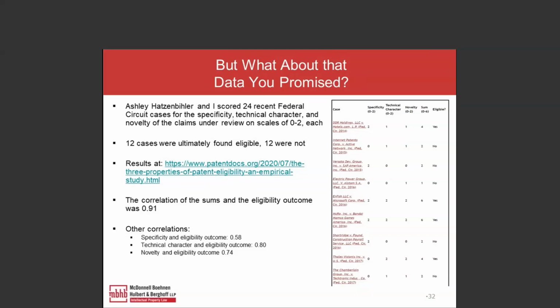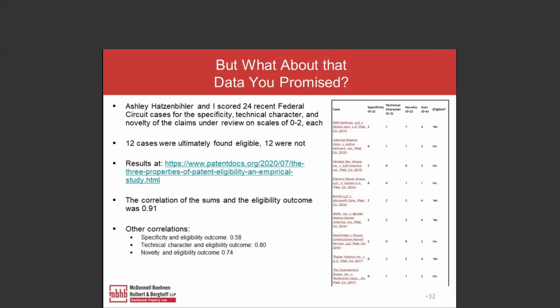Well, if a claim was specific, it might get a 2. If a claim was not specific and instead it was outcome oriented, it might get a 0. If it's somewhere in between, it would get a 1. And we made these evaluations not on our own subjective view of the claim language, but we looked at what the Federal Circuit actually said in the case. And if they said this claim is very specific, then it's going to get a 2. If they said that this claim is a technical solution to a technical problem, technical character gets a 2. If they said that this claim is not a technical solution to a technical problem, then technical character gets a 0, so on and so forth.